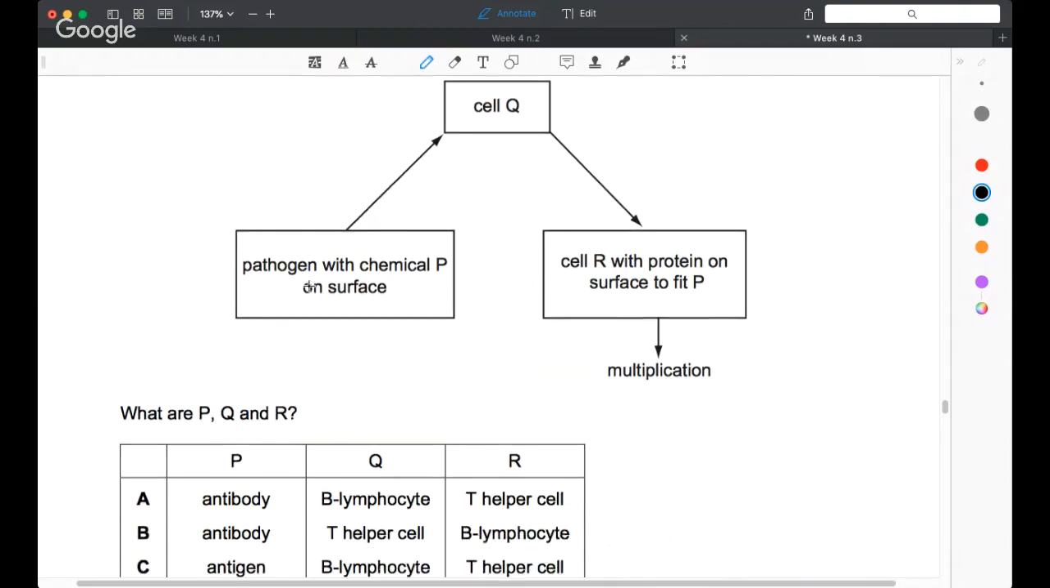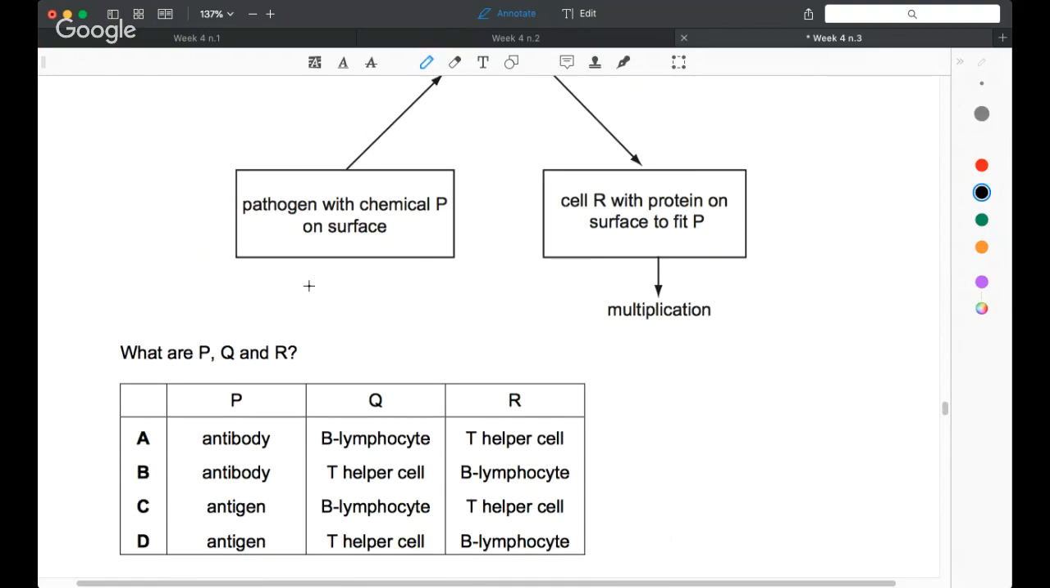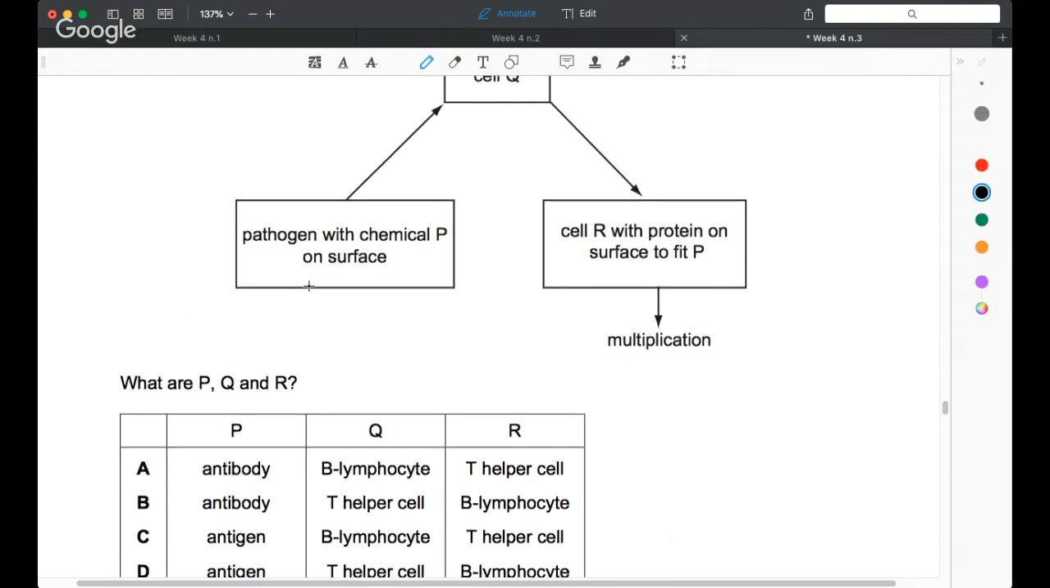Okay. D. Yeah, good. And why isn't it C? Because T helper cells, when they bind with the antigen, are activated, and they produce cytokines which activate the specific B lymphocytes. Good. Not the other way around. And how do they make sure they only activate B lymphocytes that have receptors that will bind to the antigen?